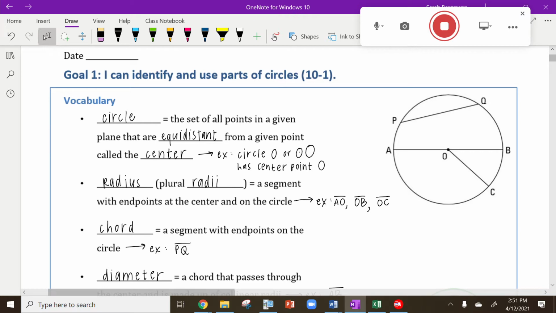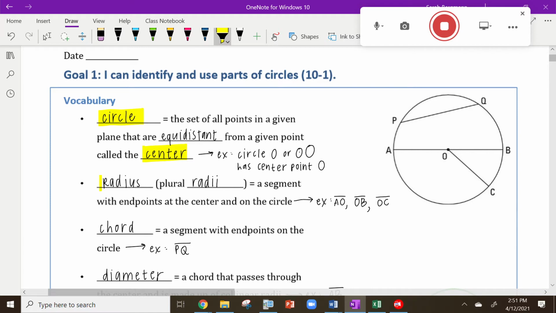So first of all, some vocabulary. We have the word circle. This is the set of all points in a given plane that are equidistant from a given point called the center. So remember, equidistant means they're all the same distance. For example, circle O, every point on this circle is the same distance from point O. It's named by the center, the point that every point on the circle is the same distance from.